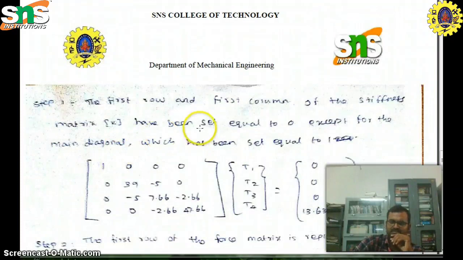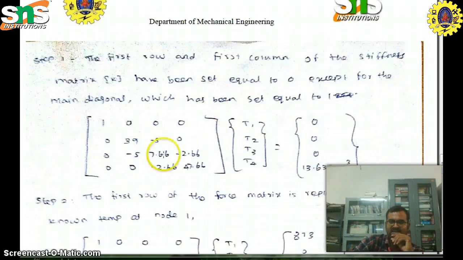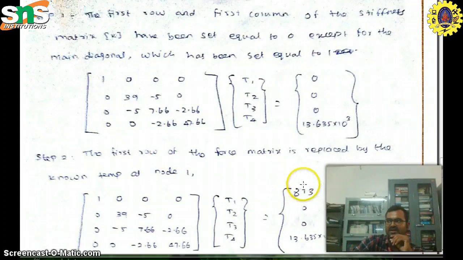In the first step, the first row and first column of the stiffness matrix are set equal to 0, except for the main diagonal value. This is the main diagonal value. Except this main diagonal value, we set all the row and column values equal to 0. Second, the first row of the force matrix is replaced by the known temperature at node 1. We already know the temperature at node 1 is equal to 873, so we replace the first force matrix value with 873.